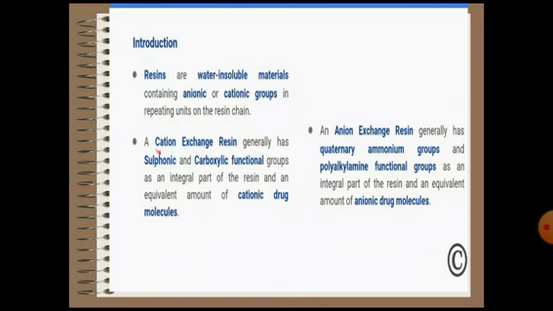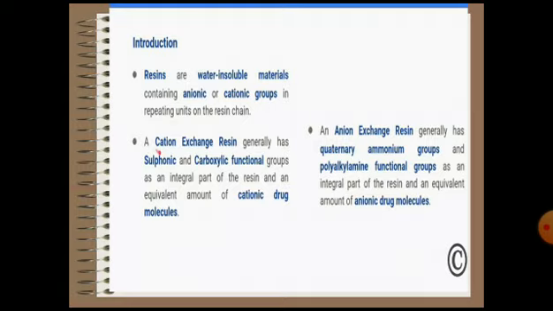So in a cation exchange resin, cationic drug molecules will be there. Oppositely, a sulfonic or carboxylic acid functional group chain, a polymeric chain, will be there. For anionic drug molecules, that will be complexed with either a quaternary ammonium group or a polyalkylamine functional group chain. So that's it. I hope it is clear.